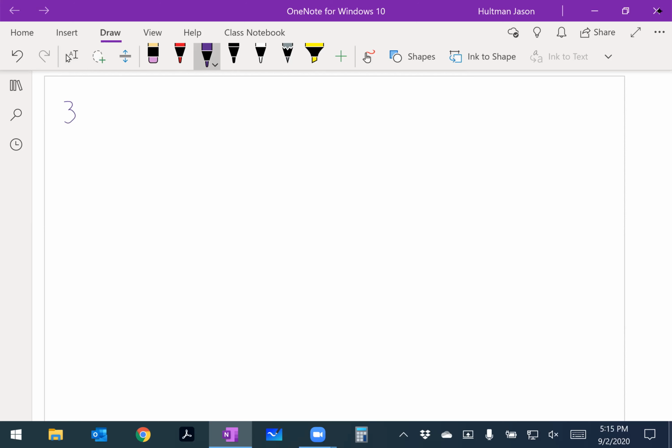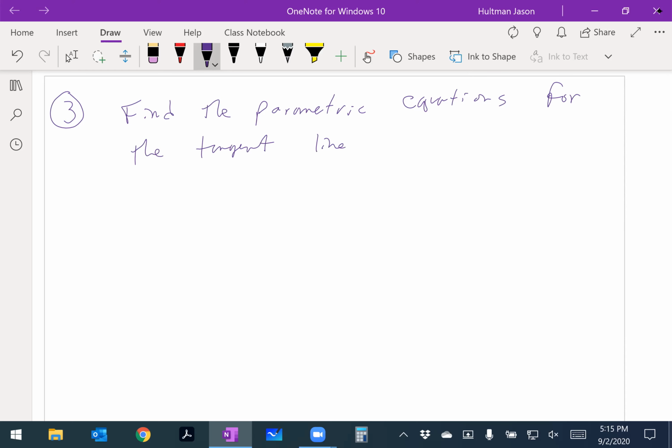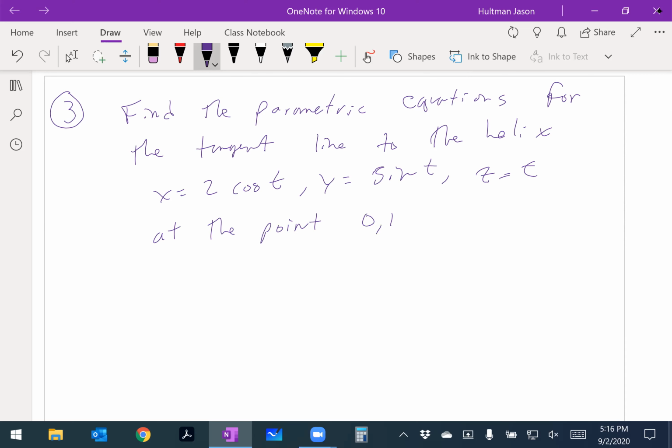Okay, number 3. Find the parametric equations for the tangent line to the helix x equals 2 cosine of t, y equals sine of t, z equals t, at the point 0, 1, pi over 2.